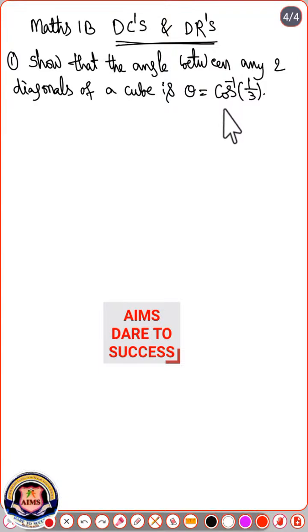So my dears, please call your friends to come to class. Sometimes they can give you, show that the angle between any two diagonals of a cube is theta is equal to cos inverse 1 by 3. Sometimes they can ask, find the angle between any two diagonals of a cube. Find means we just get the same value, but show that means we are given this.